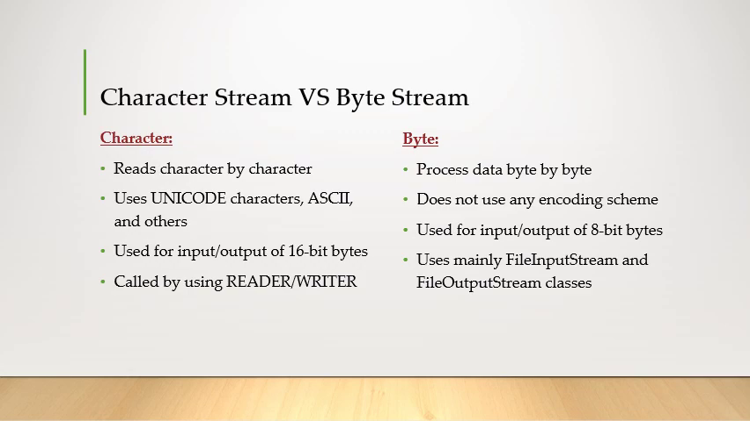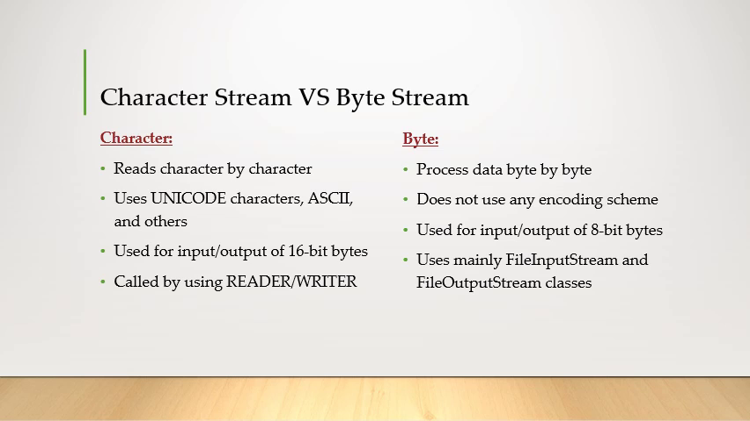As instructed, here I will explain why a character stream class should be used versus a byte stream class to read and write data to a file. Depending on what you're doing, these are the differences in which one to use. Character streams read character by character. They use the Unicode encoding scheme, they're used for input and output of 16-bit bytes, and they're called by using Reader and Writer.